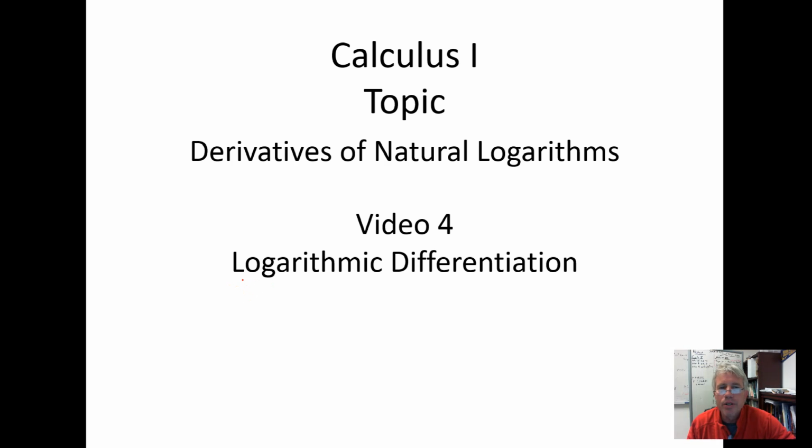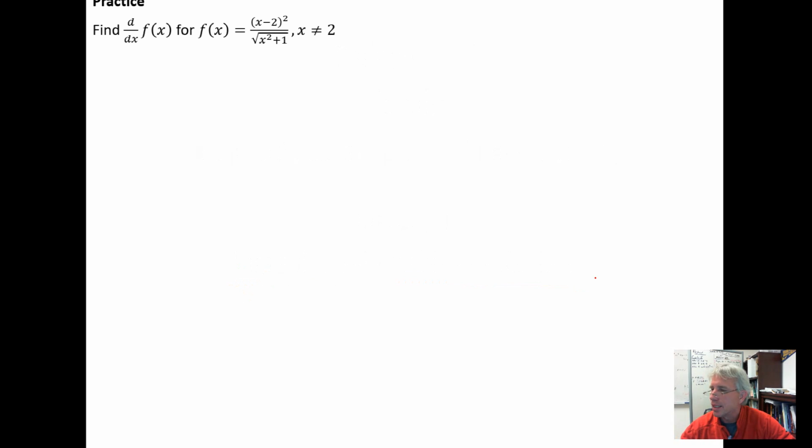So in this video we're going to use logarithmic differentiation, which is a technique for simplifying taking a derivative by using properties of logarithms when the function you start with doesn't have a logarithm in it to begin with. So here I have f of x equals (x minus 2) squared over the square root of x squared plus 1, which is the same as raising x squared plus 1 to the half power.